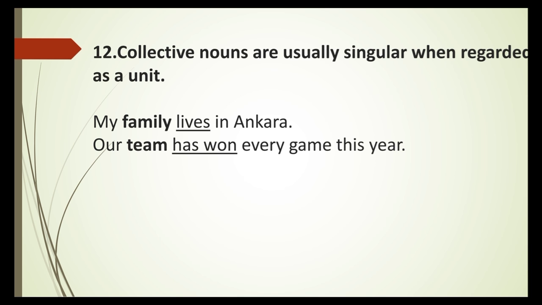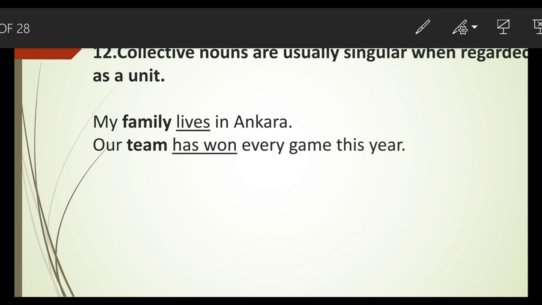Okay, so let's say for example, my family lives in Ankara. So here, ano yung collective noun natin? Ang collective noun natin dito ay yung family. Bakit ba siya collective noun? Kasi it is composed of members, relatives, di ba? Members of the family or yung relatives. So dito, yung family ay singular kasi it's regarded as one unit, and yung lives ay singular kasi yung ating subject ay family, singular.